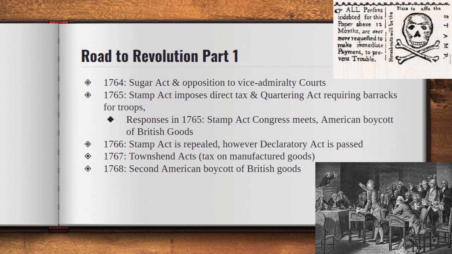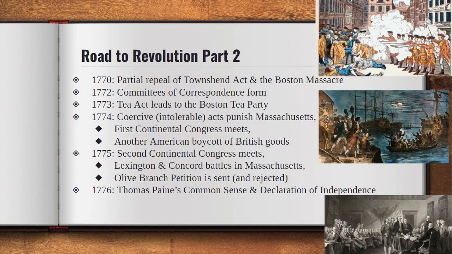And in the following year, the British tried another series of taxes called the Townshend Acts, which imposed taxes on British manufactured goods that colonists imported. This led to another American boycott of British goods in 1768. In 1770, the Townshend Acts are partially repealed.